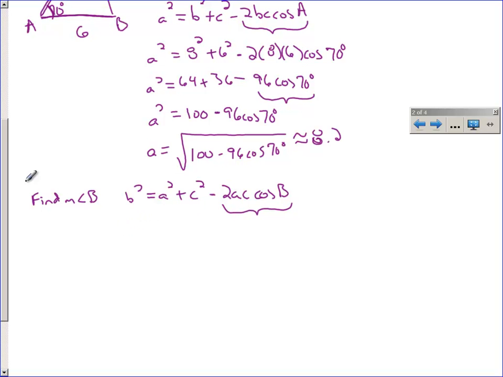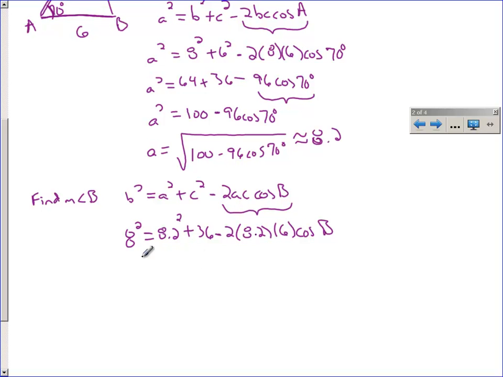So for my picture, I'm going to have B, which I already know is 8 squared, is equal to, I found A to be about 8.2, so I'll plug in 8.2 for A. 8.2 squared. Plus C squared, C is 6, so 6 squared is 36, minus 2 times A times C times the cosine of the angle B. And I don't know that, so I'm going to keep that as angle B.